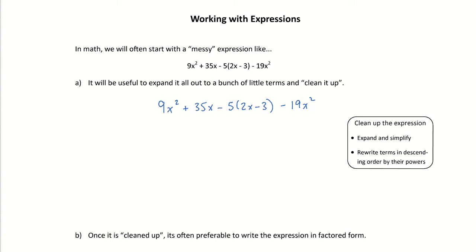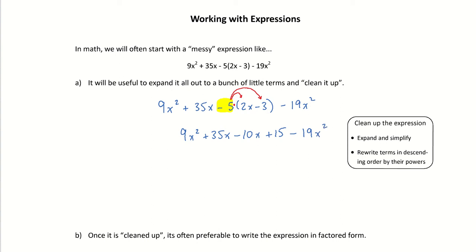So here I've got a messy expression, and one thing that we can do to clean this up is there's a multiplication there. So I'm going to multiply so that the 5 is being distributed into the brackets. That whole expression, 5 times 2x minus 3, is also being subtracted. So I'm going to treat that like a negative 5 to distribute the effect of subtracting as well. So when I do that, I get 9x squared plus 35x minus 10x plus 15, because negative 5 times negative 3 is positive 15, minus 19x squared.